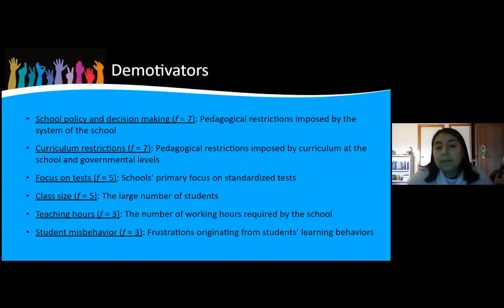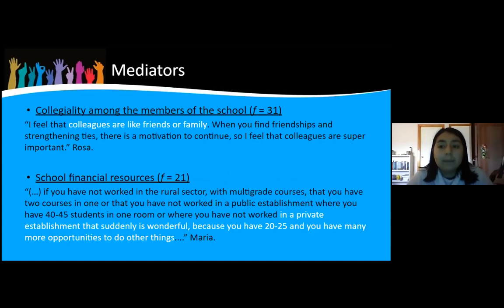In the case of mediators, there were 10 main themes identified, of which I'm going to explain only the two most mentioned ones. First, collegiality among the members of the schools, which came out of expressions like "colleagues are like friends or family," showing that a good or bad relationship among the members of the school could motivate or demotivate the teachers to some extent.